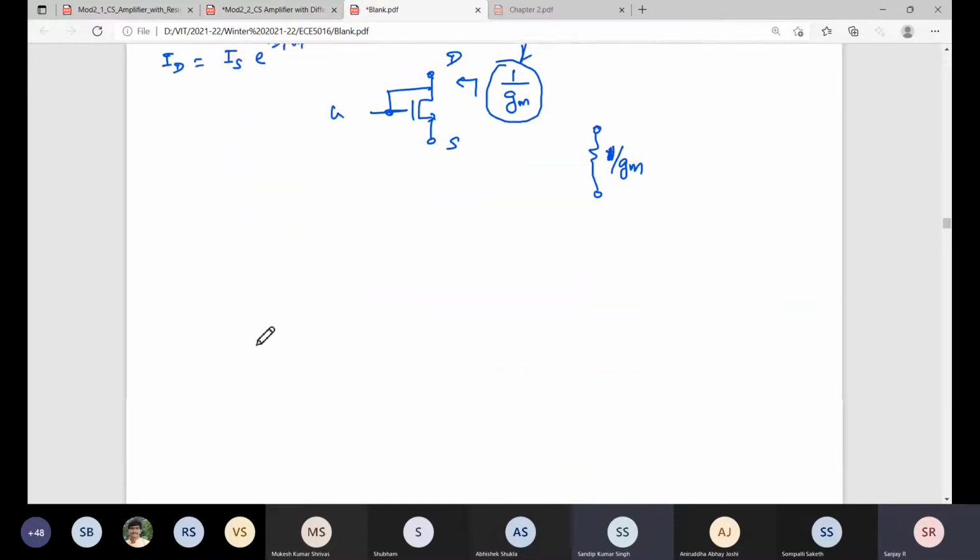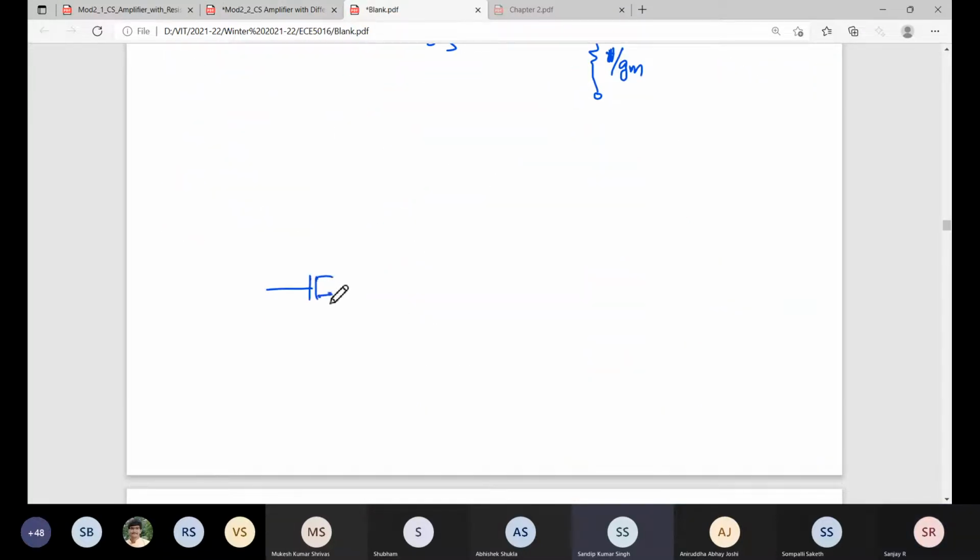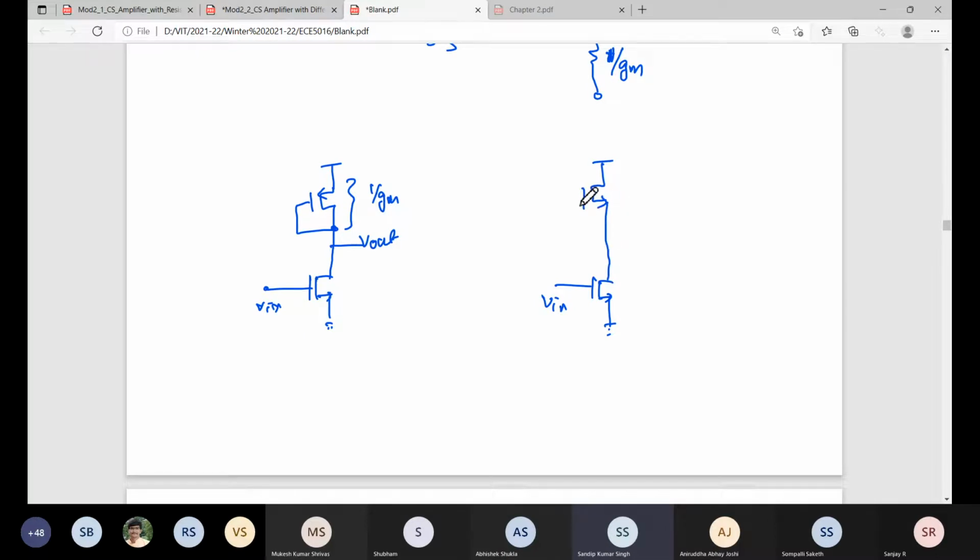What I want to convey is, let's take PMOS. This is the output, this is the input. Now you can see this load resistance I can replace by 1 by Gm because I am looking into the drain terminal. Fine. So let's take an NMOS diode connected device, gate and drain. Now this is V0.